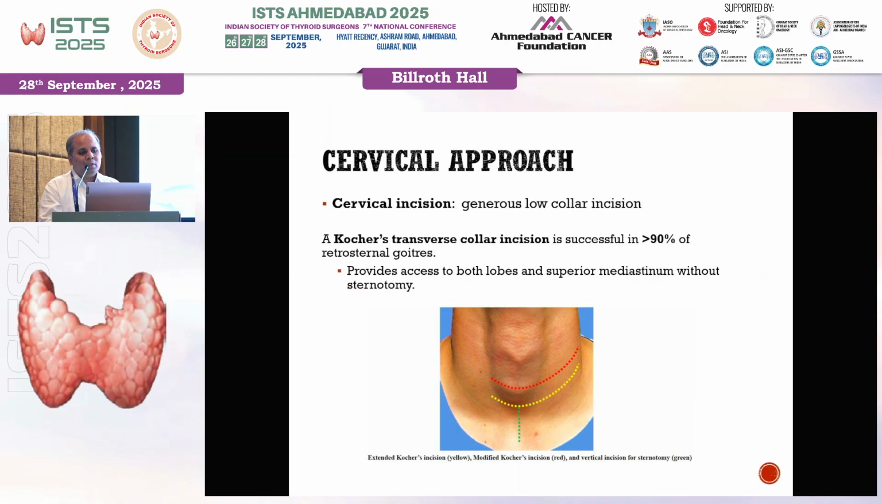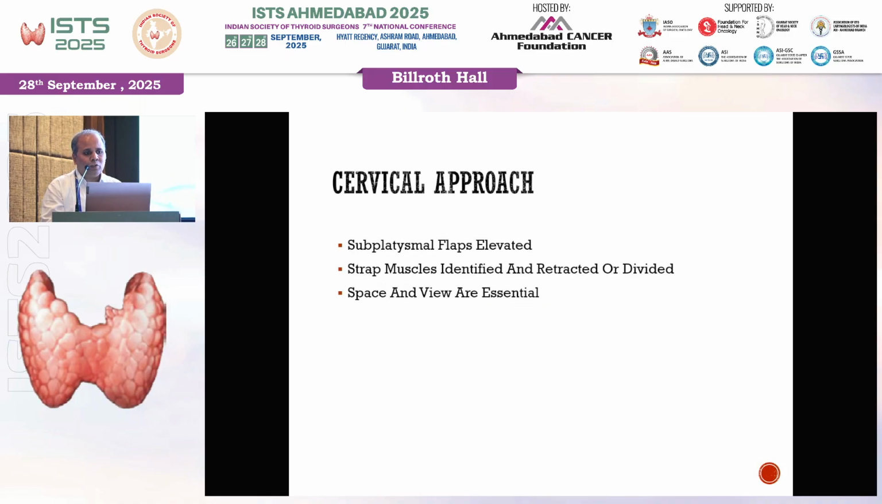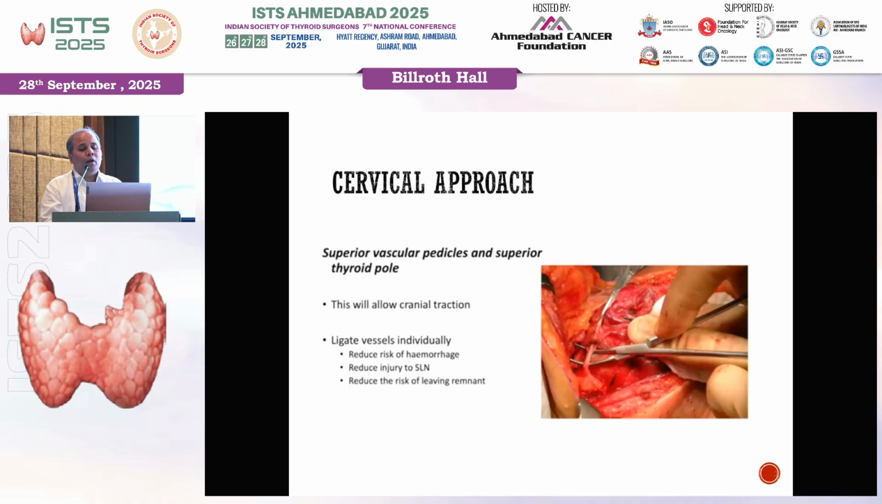Now, some tips during the surgery. A cervical incision, a generous low collar incision, is going to be adequate for your surgery in 90% of the cases. Routinely, what we do is subplatysmal flap elevation. Strap muscles, I prefer to divide, because space and adequate view is very important. Your superior pole needs to be handled first and foremost. This will help you reduce the bleeding.